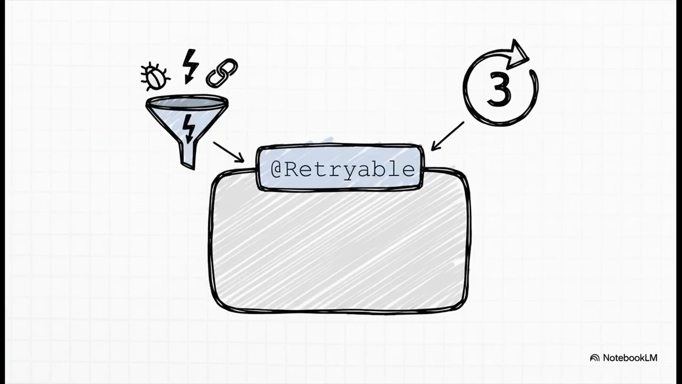And the real power here is just how simple it is. You just add one annotation right above your method. You can even configure it to set the max number of attempts, and this is really important, you can tell it which specific exceptions should trigger a retry. That way you're not retrying for every single little error, just the ones that are likely temporary.